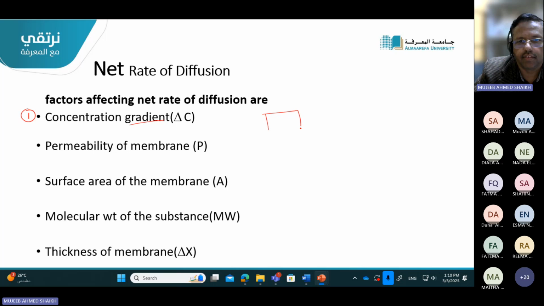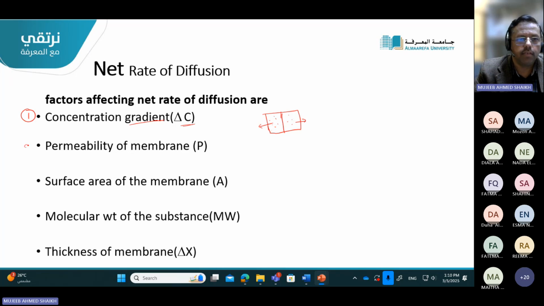Difference. If you have a container separating it into two halves, and here are some ions and here are some. So you can see the concentration is more here and less here. This is the difference. This difference will decide how the diffusion will take place. Diffusion will take place faster or diffusion will take place slower. So this is one factor.